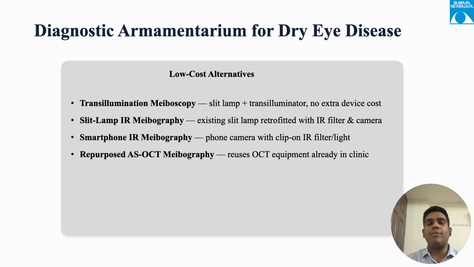And if none of those platforms are available, you are not stuck. Transillumination meibography is just a slit lamp and the transilluminator, which costs nothing extra. You can also retrofit your existing slit lamp with an infrared filter and camera for infrared meibography. Even a smartphone with a clip-on infrared filter can image the glands. And if we already own an anterior segment OCT, we can repurpose it for meibography without buying anything new.